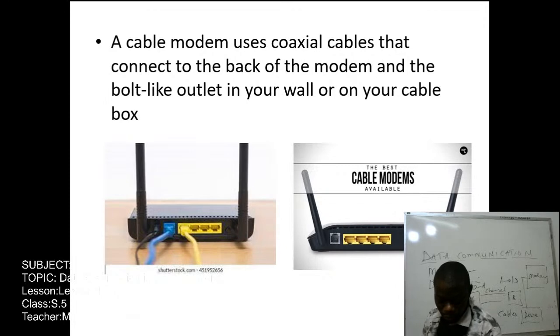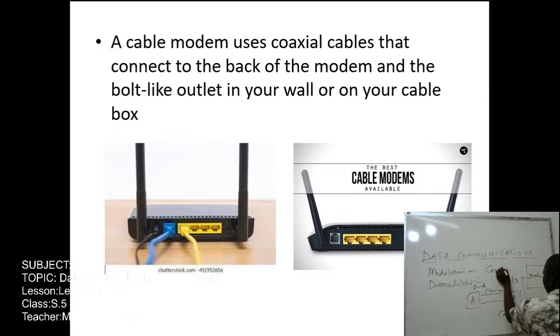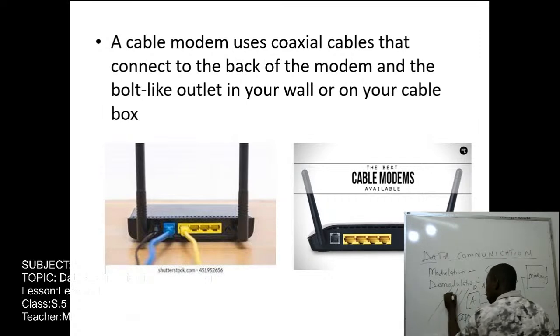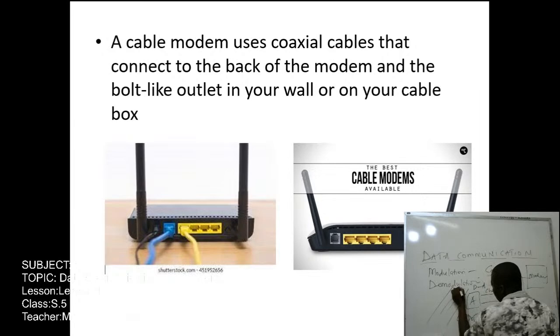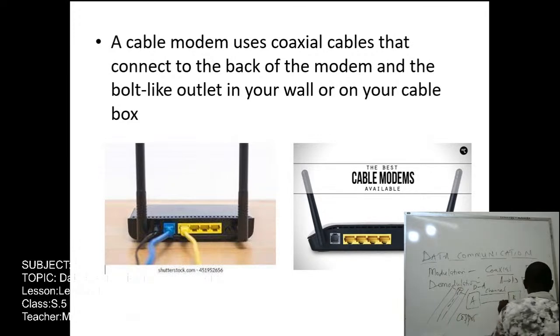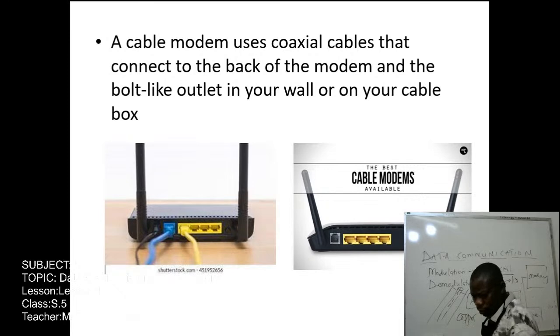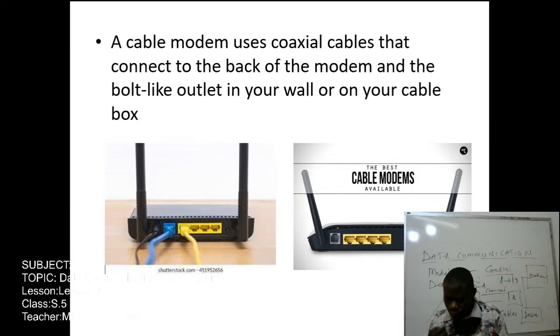So that one is called a cable modem. It uses coaxial cables. This is where we are going to talk about the types of cables, but the coaxial cable is that type of cable that inside is built with what we call copper, or it is made up of copper. So the cable, but inside that cable is a copper. Data flows through that copper. So the cable modems use the coaxial cables to exchange data with other devices.